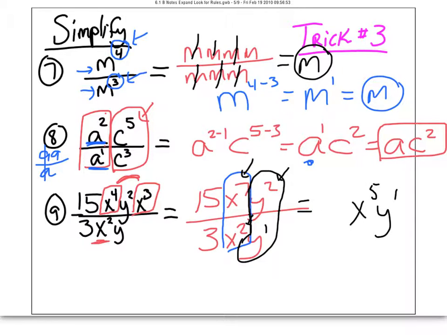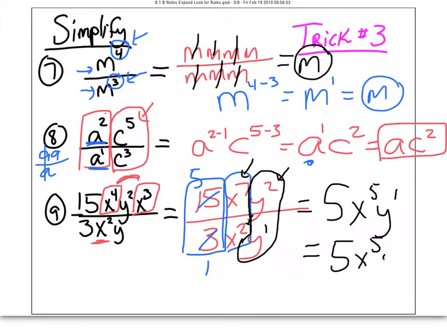And before you think you're done, always check the number. In this case, can 5 divided by 3 be simplified? Sure. You can either pull a 3 out of here and get 1 and a 3 out of here and get 5. Or do 15 divided by 3 is 5. So my final answer, I would do 5, x to the 5th, and then a single y.